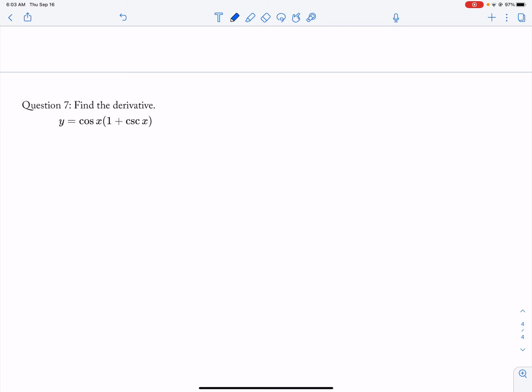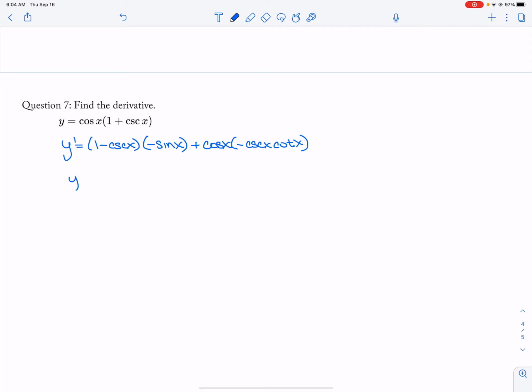So you could do this a couple ways. You could just do it product rule the way it is right now, or you could distribute if you would like, and then do product rule here. I don't think it necessarily matters, so we'll just do it this way. So y prime, 1 plus cosecant of x. Derivative of cosine is negative sine of x. And then plus cosine of x. Derivative of 1 is 0. Derivative of cosecant is negative cosecant x cotangent x.